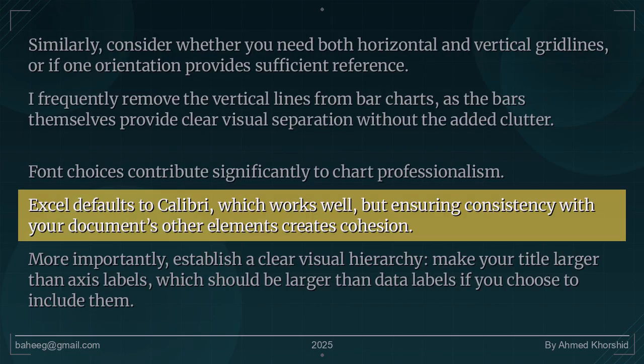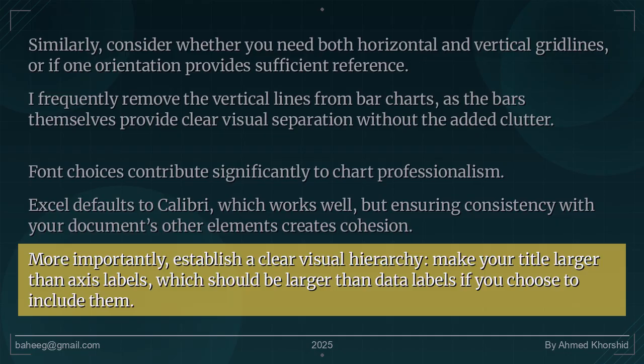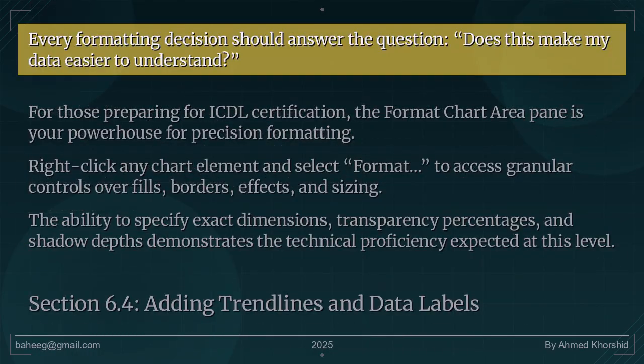Excel defaults to Calibri, which works well, but ensuring consistency with your document's other elements creates cohesion. More importantly, establish a clear visual hierarchy. Make your title larger than axis labels, which should be larger than data labels if you choose to include them. Every formatting decision should answer the question: does this make my data easier to understand?